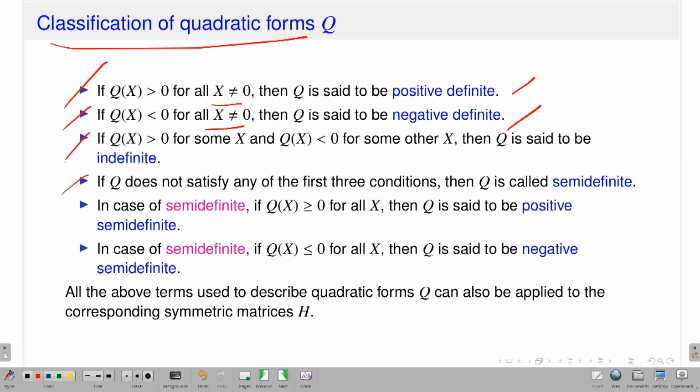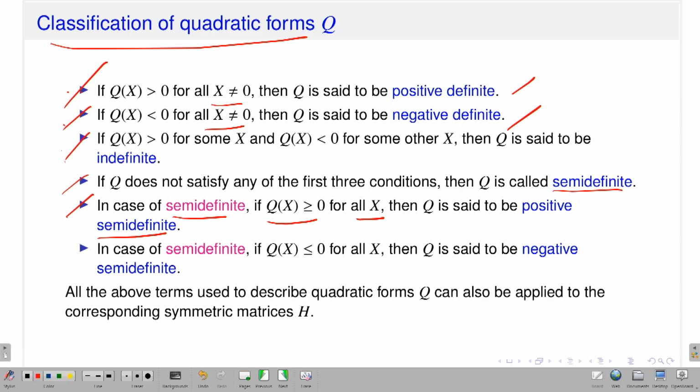And if Q does not satisfy any of the first three conditions, then I am saying that it is semi-definite. That means if the first, second and third are not satisfied, then I will say that it is a semi-definite form. Does not satisfy means what? Look, the first one says that it should be strictly positive for all x non-zero. Now, the question is, if there exists a non-zero x such that Q(x) is 0, then what can I say? That kind of situation will arise. That is why I am saying that it is semi-definite. In particular, in case of semi-definite, if Q(x) is non-negative for all x, then it is positive semi-definite.